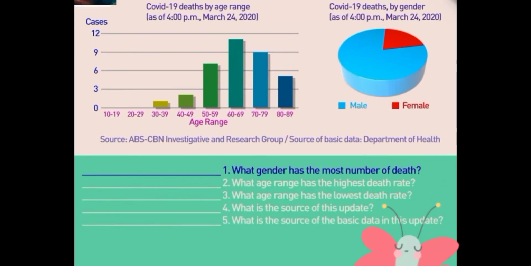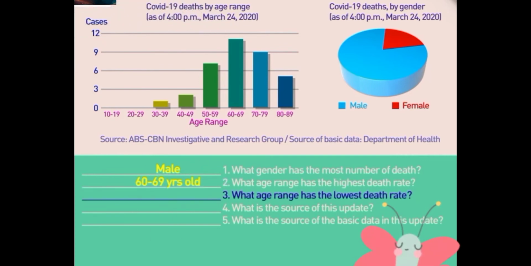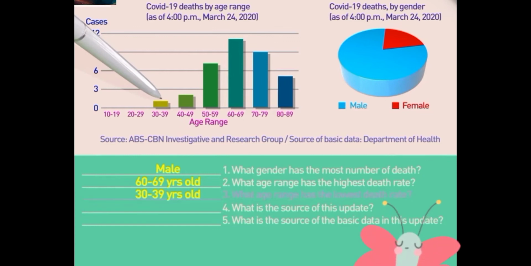Let's answer. What gender has the most number of deaths? The answer is male. Number 2. What age range has the highest death rate? The answer is 60 to 69 years old. What age range has the lowest death rate? And the answer is 30 to 39 years old.